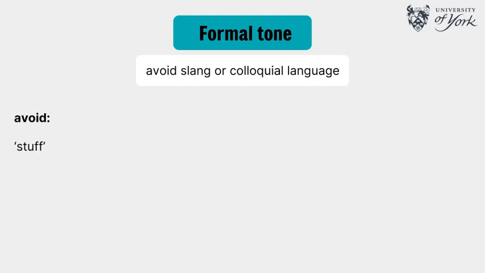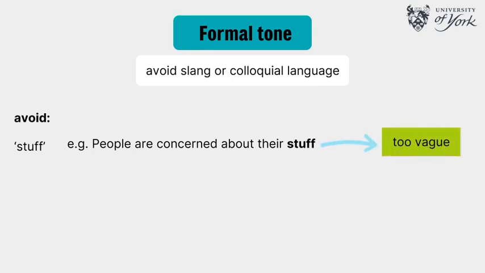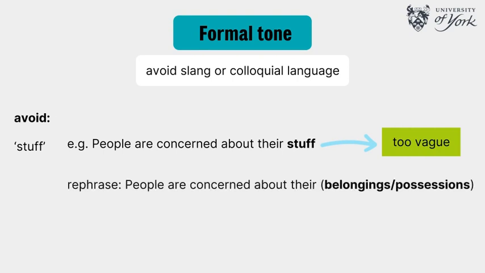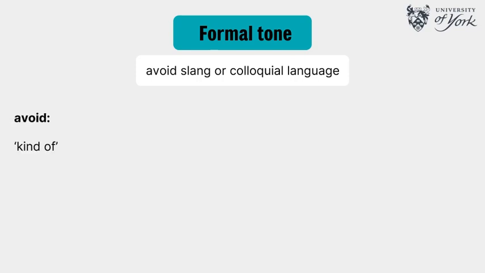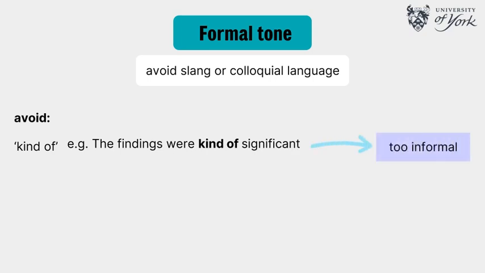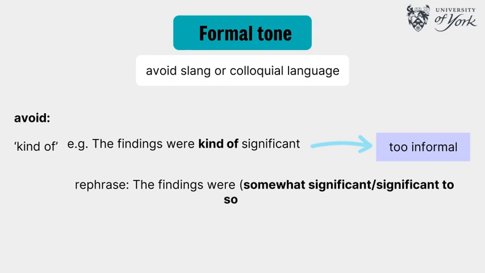The word stuff, for example, in this sentence: people are concerned about their stuff. This is too vague. Consider rephrasing or using different words, such as people are concerned about their belongings, possessions, or personal effects. Phrases like kind of, for example, the findings were kind of significant, are too informal for a piece of academic writing. You could rephrase this to something more formal, like the findings were somewhat significant or significant to some degree.